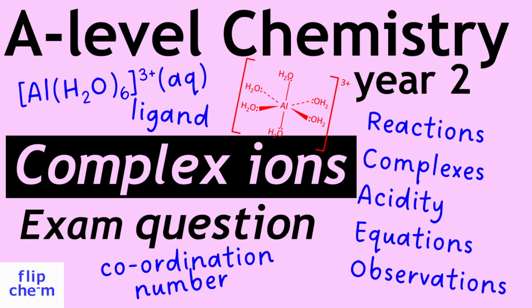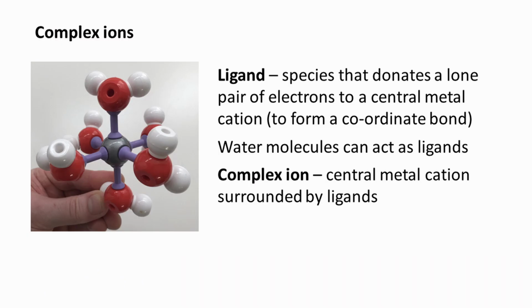Let's get started. In the photograph on the left, I'm holding a model of a complex ion. A ligand is a species that donates a lone pair of electrons to a central metal cation to form a coordinate bond. Water molecules can act as ligands. A central metal cation surrounded by ligands is called a complex ion.